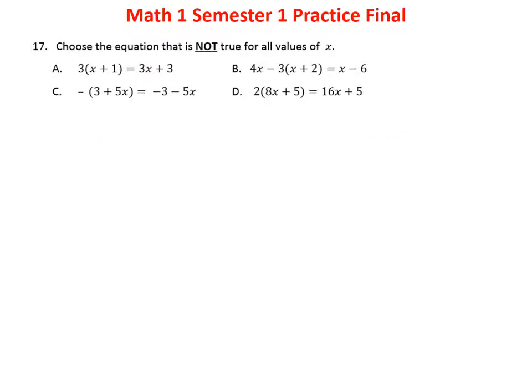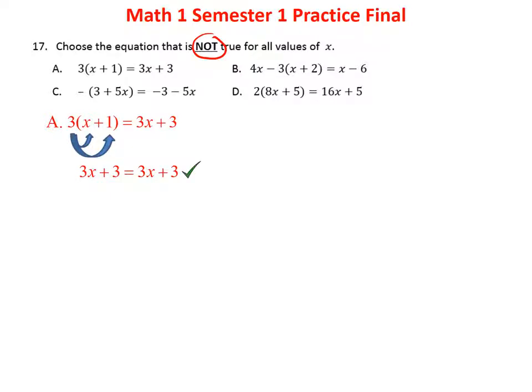The next problem, we need to solve each equation, and we're looking for the one that's not true. If they're true, we'll end up with a true statement. Let's start with A. The thing we're going to do is distribute. We get 3 times x and 3 times 1. We get 3x plus 3 equals 3x plus 3.